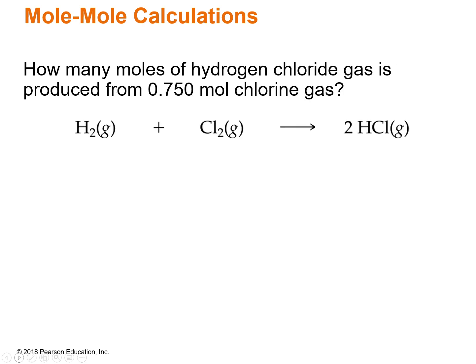So I want you to do one more on your own, and then we'll start doing some real stoichiometry problems. This time we've got hydrogen chloride gas and chlorine gas. Those are the 2 things that we're interested in. So go ahead and give this a shot. I'll give you another 2 minutes, and then I'll start setting it up. You can put your answer in the chat. Once you get an answer, I'll start setting up the problem.